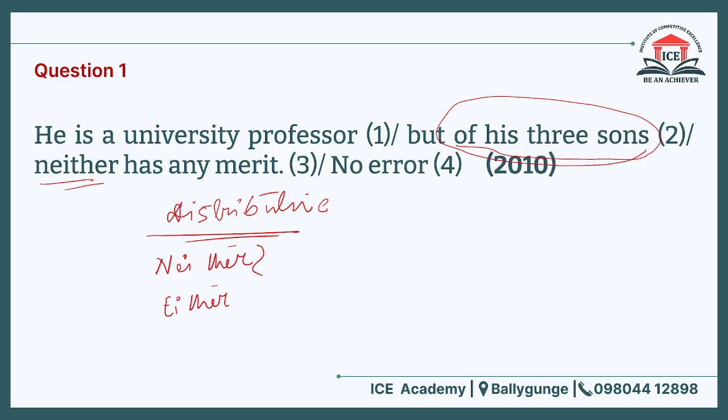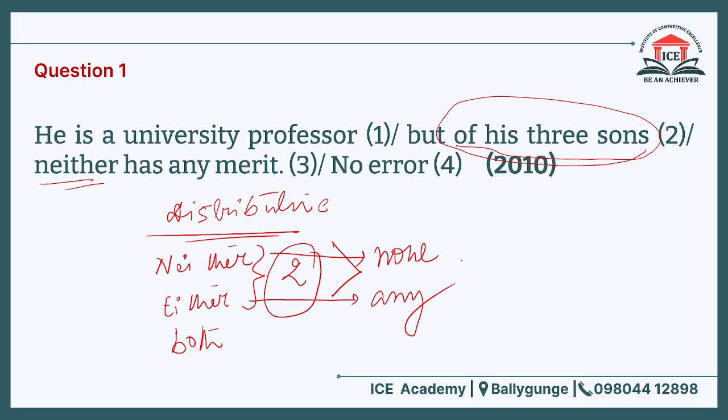Now, either and neither, they are used only for two persons or things. There is another one, both. So they are used only for two persons or things. And when there are more than two persons or things, in case of neither, none should be used. In case of either, any should be used. Okay, guys. So here the sentence provides three sons. Obviously, three means it is more than two. So if it is more than two, you cannot use neither.